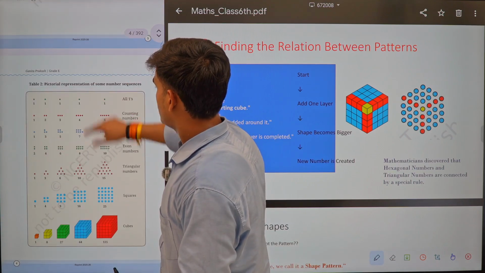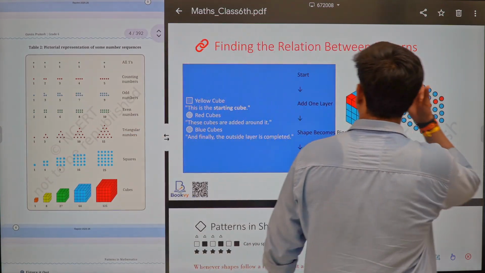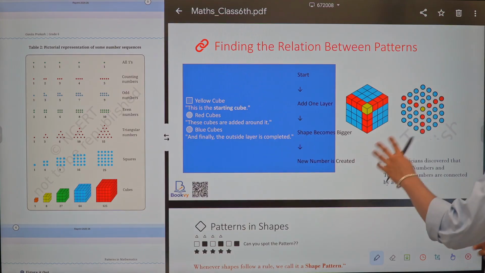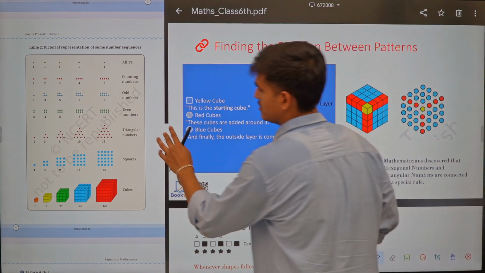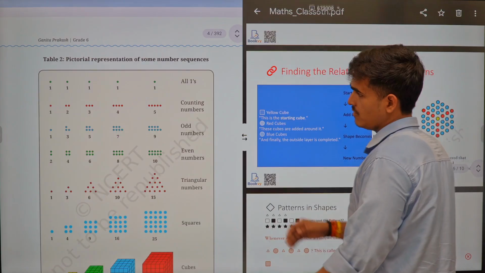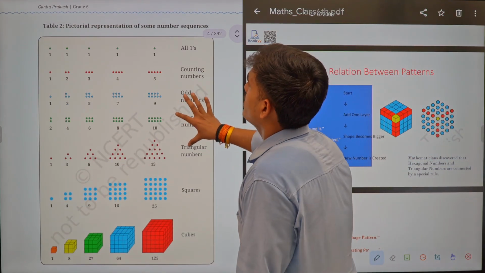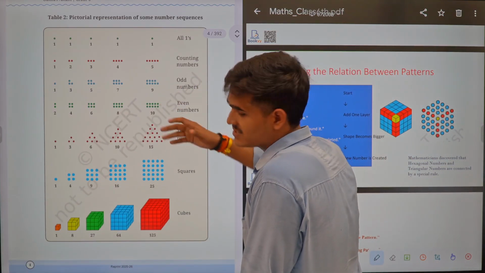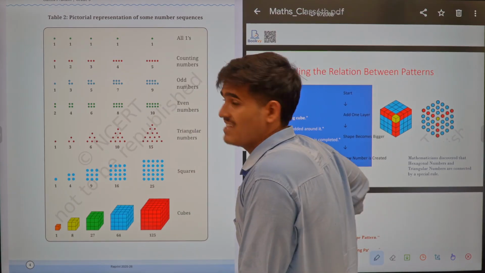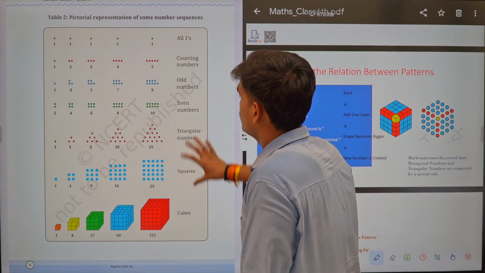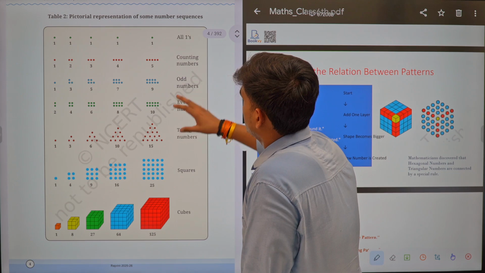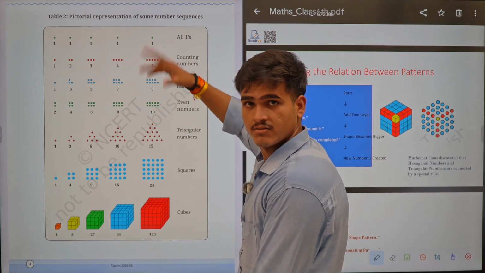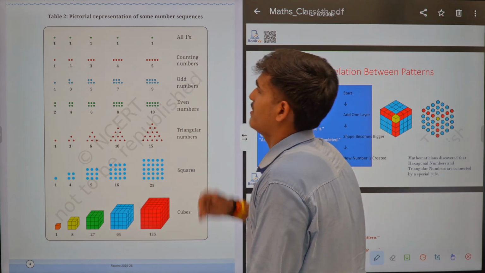Now, what is the number relation between the patterns? For example, before we go to this, there is a pattern or a pictorial representation of number sequence in your NCERT or CBSE textbook, where you can see the same numbers we have discussed. The same number is represented here.